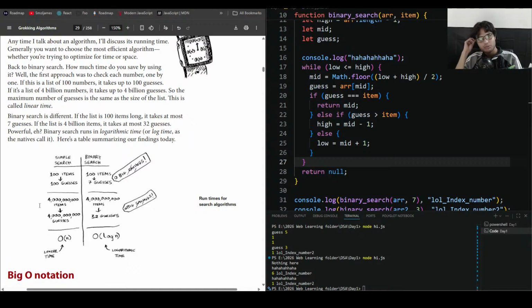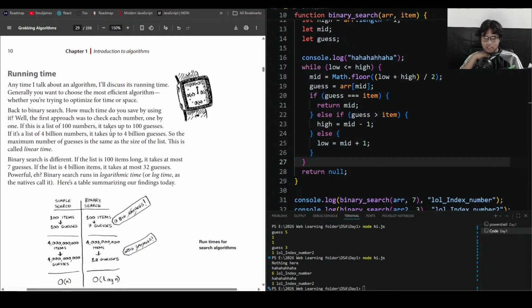Well, the first approach was to check each number one by one. If this is a list of 100 numbers, it takes up to 100 guesses. If it's a list of 4 billion numbers, it takes up to 4 billion guesses. So the maximum number of guesses is the same as the size of the list. This is called linear time.